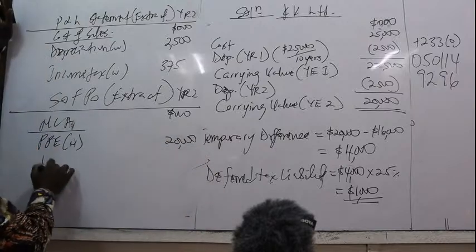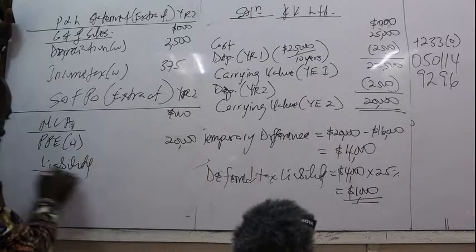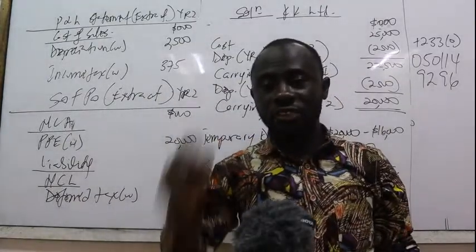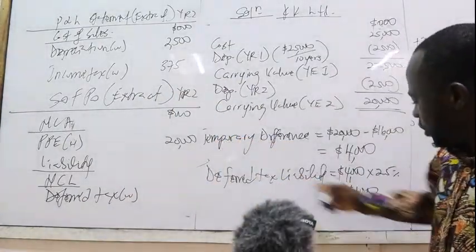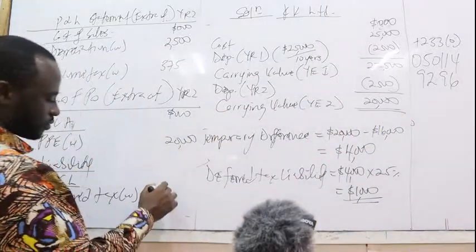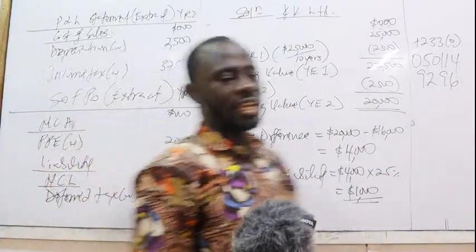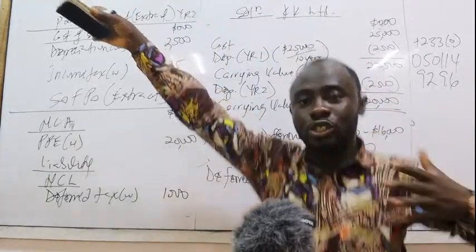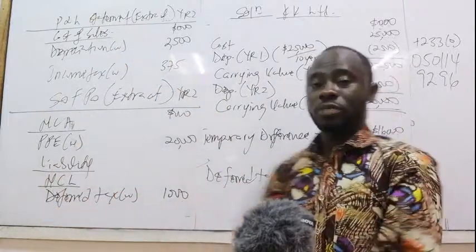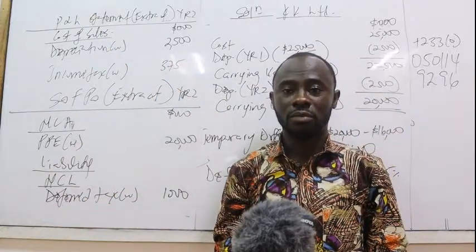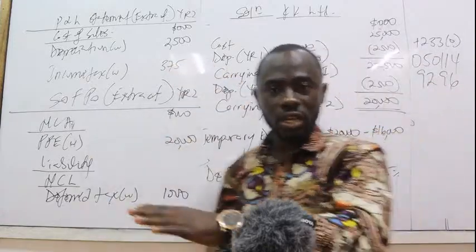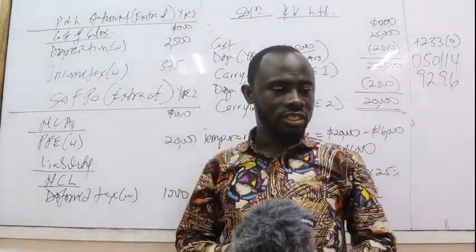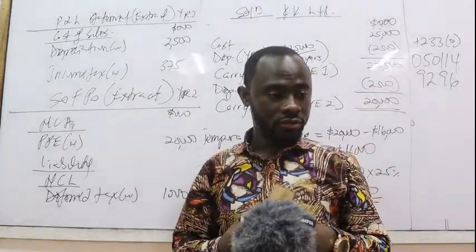Then under liabilities, we're going to have non-current liabilities. In the statement of financial position, we will bring the deferred tax computed for that year, which is the second year, and that is 1,000. Technically, we are adding the movement to the 625 previously recognized to give us 1,000, which is what is being recognized in the statement of financial position. So this is how we deal with movement in deferred tax, usually in assets. Any questions, let me know in the chat box real quick.